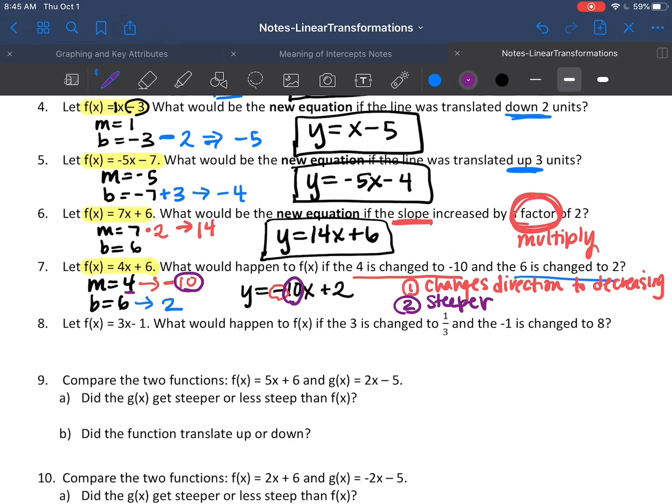A lot of people would say this is less steep because negative 10 is less than 4. Remember, ignore negatives. Negatives just tell you the direction. So it is actually steeper. A steepness of 4 changes to a steepness of 10. It is steeper. And then lastly, the 6 changing to a 2. That's moving down 4. So 3 transformations have happened here. It changes direction to decreasing, it is steeper, and moves down 4.